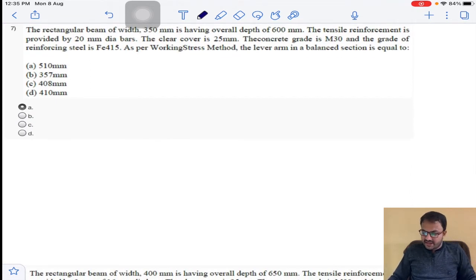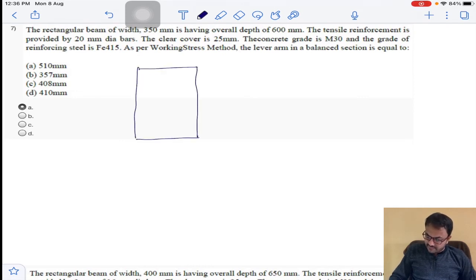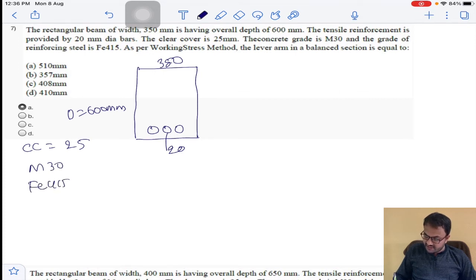So 7th question: a rectangular beam of width 350 and overall depth capital D is equal to 600 mm. The tensile reinforcement is provided by 20 mm bars. He has not mentioned how many bars. Clear cover is equal to 25, M30 grade concrete, FE415 steel, and the lever arm in the balanced section. First of all, balanced section means XC is equal to, for FE415, 0.289.